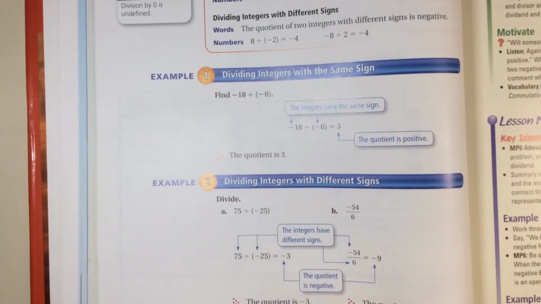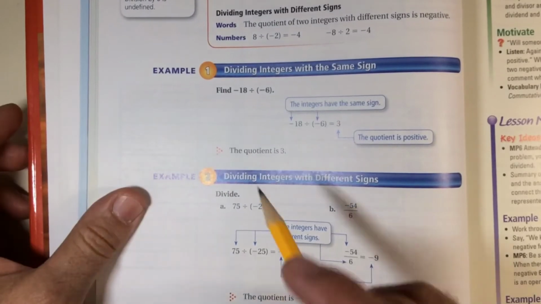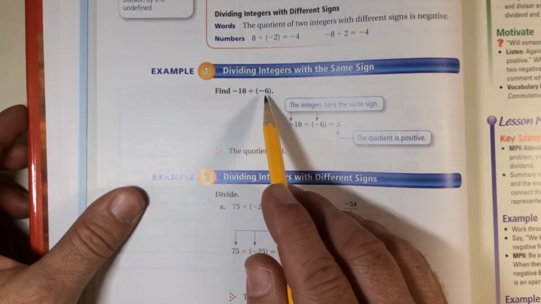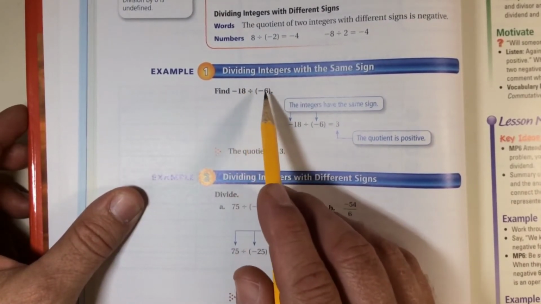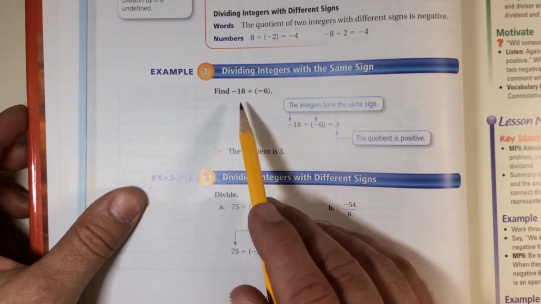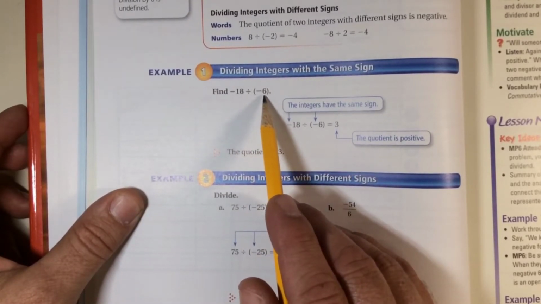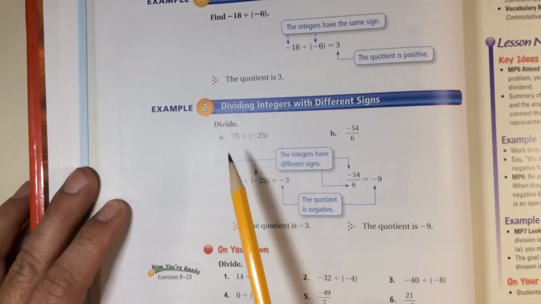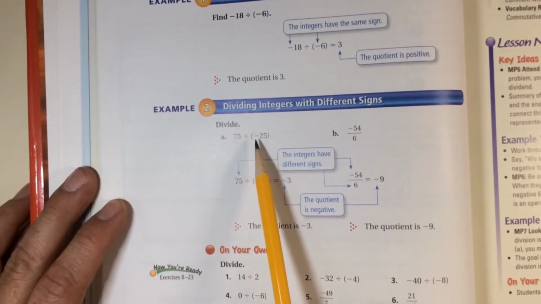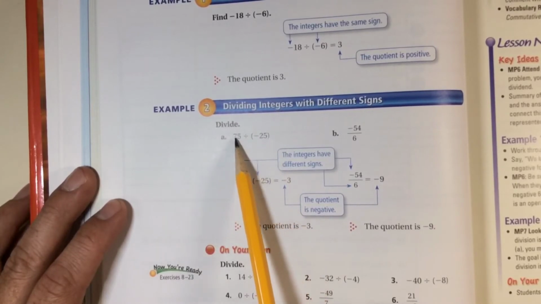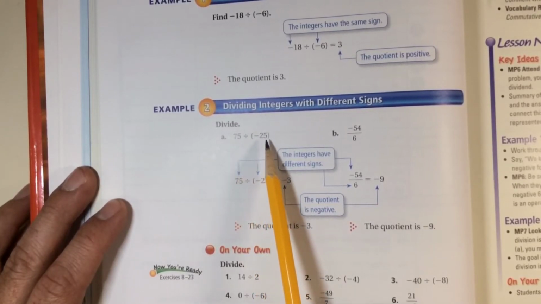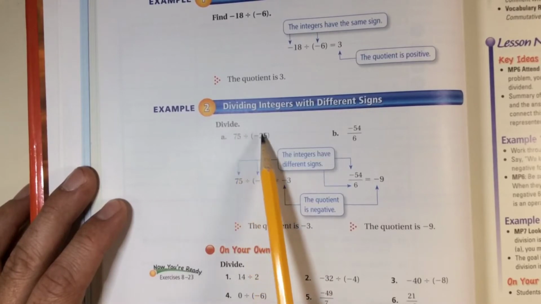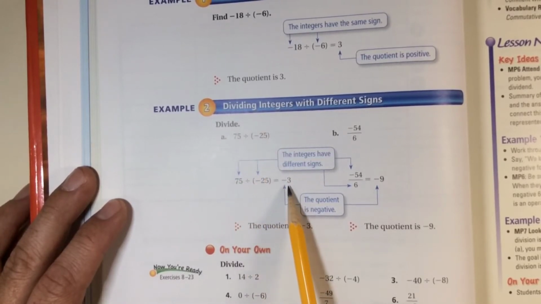It says -18 divided by -6. Same sign, so I know my answer is going to be positive. 18 divided by 6 is 3, so it's positive 3. With different signs, I have 75 divided by -25. Well, I know 75 divided by 25 equals 3, but I have different signs. So my answer is -3.